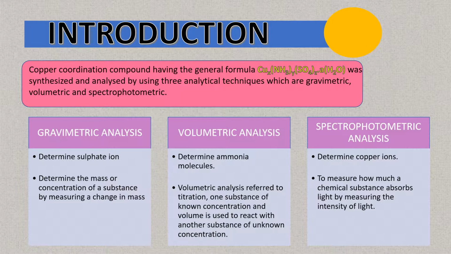Spectrophotometric analysis was used to determine the copper ions in the complex. In this analysis, we use the UV visible spectrometer to measure how much a chemical substance absorbs light by measuring the intensity of light.